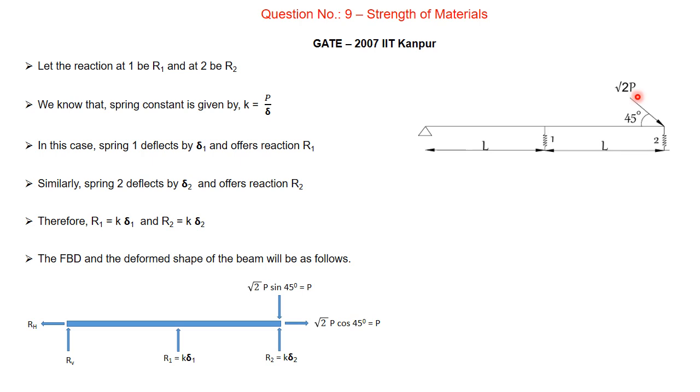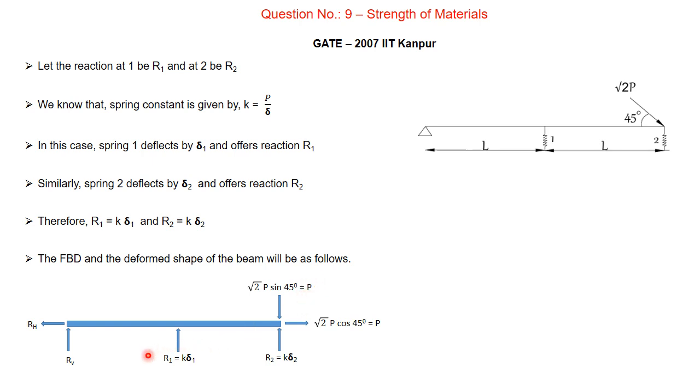Now if I resolve this force, that is root 2P, into its vertical and horizontal components, this is going to be root 2P cos 45, that is going to be equal to P, because cos 45 is 1 by root 2, and root 2 gets cancelled. Therefore this resolved force in the horizontal direction is going to be equal to P here. And the vertical component of this load is going to be equal to P again, because sin 45 is 1 by root 2, root 2 gets cancelled, and therefore this vertical component of this load root 2P is going to be equal to P here.